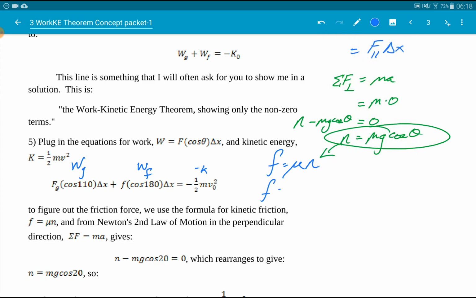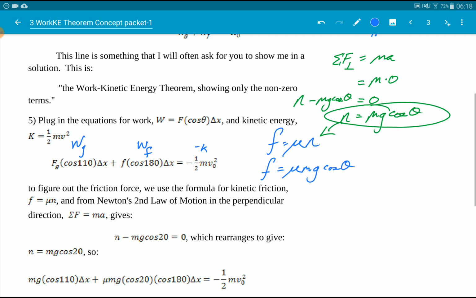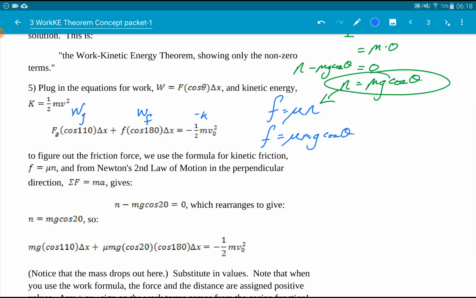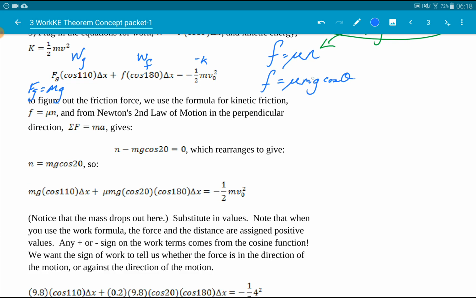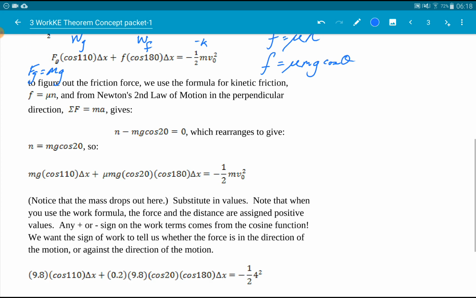So now I have the frictional force is equal to mu times mg cosine theta. Okay, cool. Notice I'm eliminating a variable there. So now I have more mg's and thetas, but fewer variables to worry about. That is also helpful when I realize that the force of gravity, as we've commonly written, is just m times g. Now we can see there are some similarities here. So if I plug all of that in, I get down to this line right here.